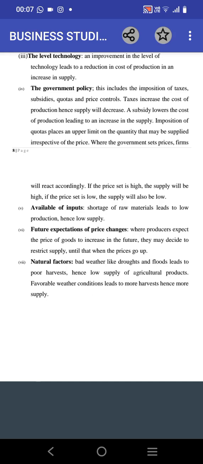What if the cotton wool is not there? It is limited. It will lead to limited or less supply of goods. We said the term limited means little, or it will be there but not that much supply.